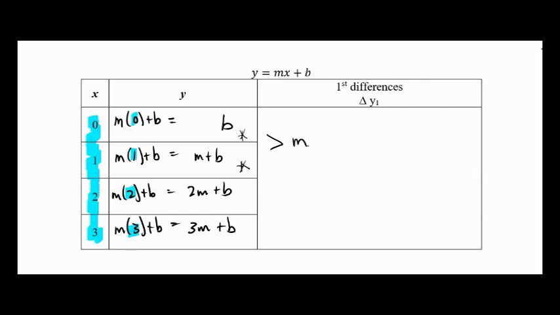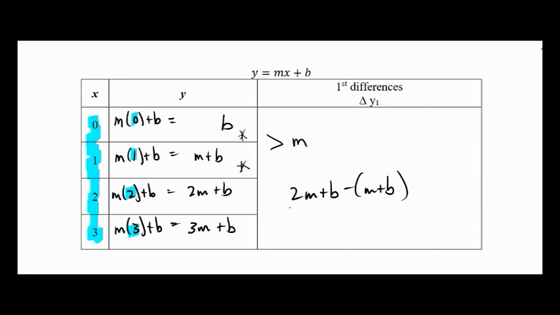M, good. Nice, yes, I agree. I concur. Anybody else agree with that? M plus b minus b is m. 2m plus b minus, we could do this if we want. I'm gonna write this down and then erase it. Minus m plus b. That's what we're doing, right?